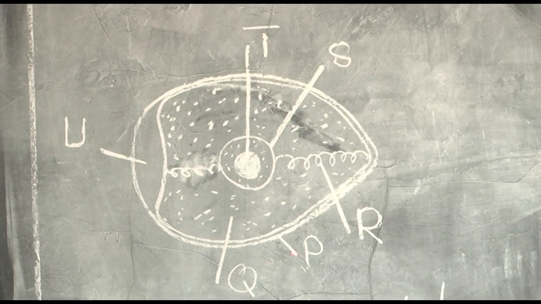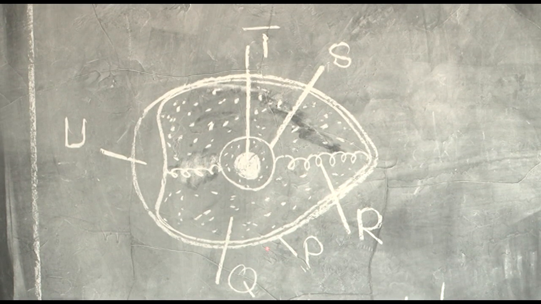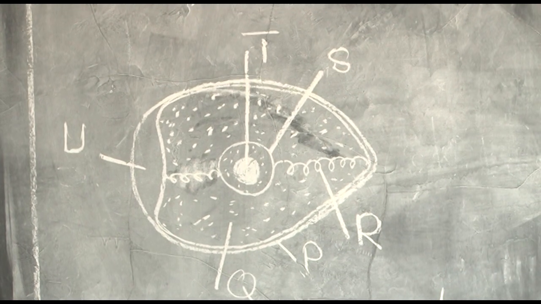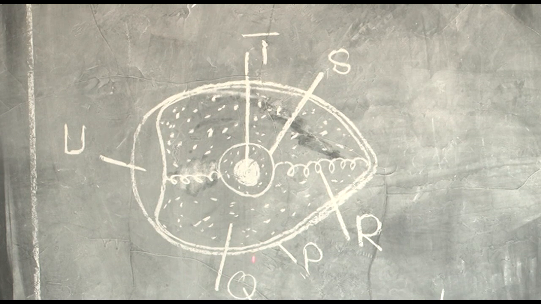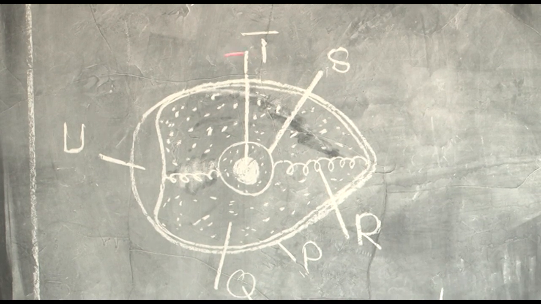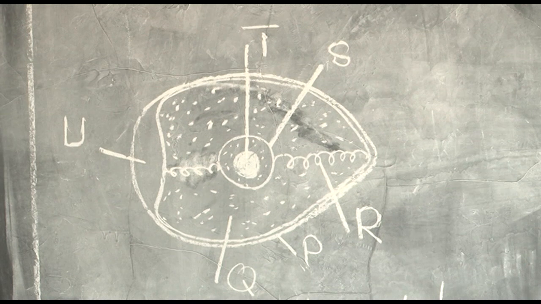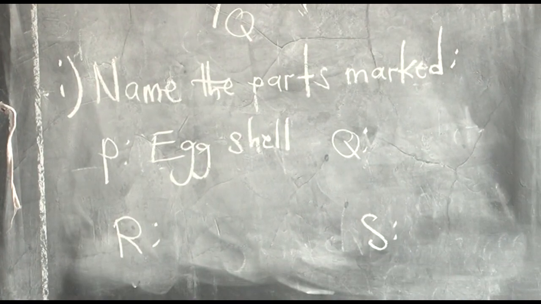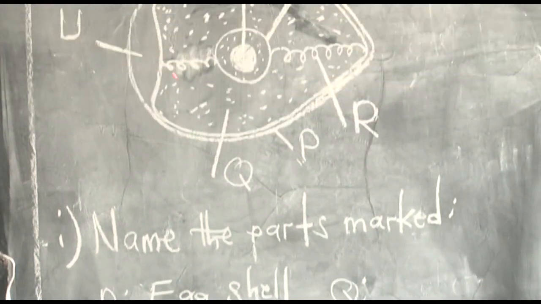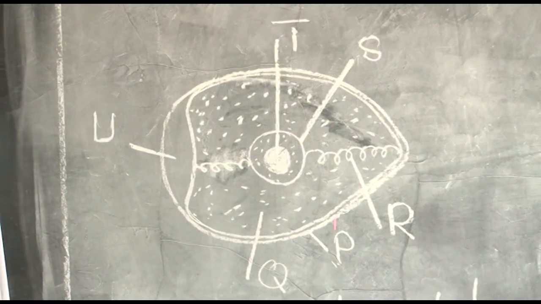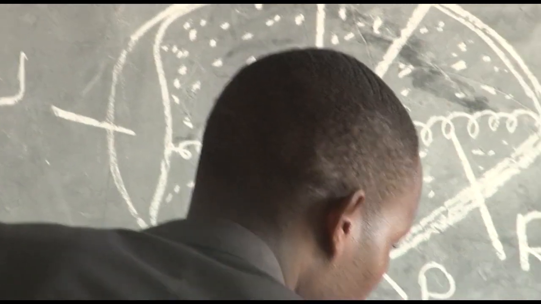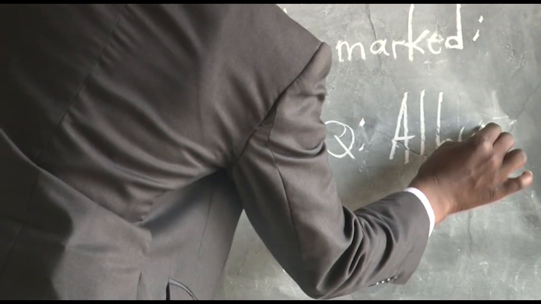We can say it also allows gaseous exchange, where there is giving out carbon dioxide and getting in oxygen, that's allowing gaseous exchange. If you come to part Q, okay, look at this part here. Yes, this part Q is the albumen, okay? Albumen.